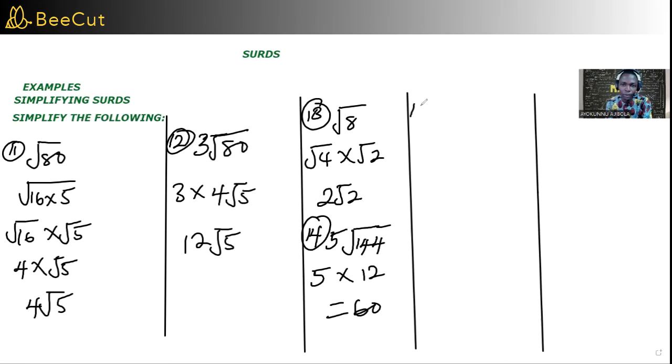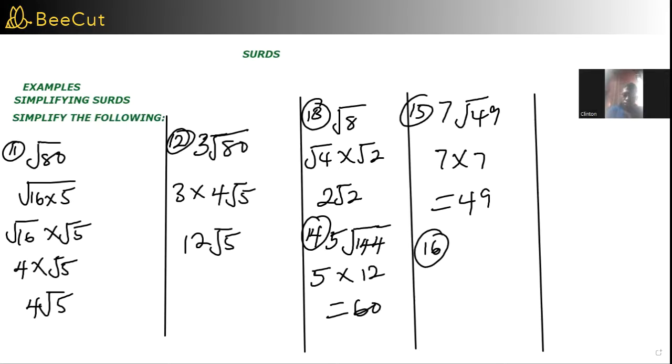The number 15 says 7 root 49. So, what do you think this should be? Root 49 is 7 times 7. 7 times 7, that's 49.